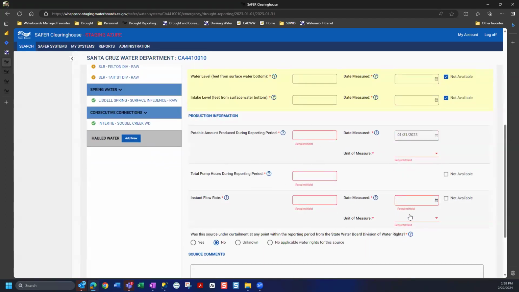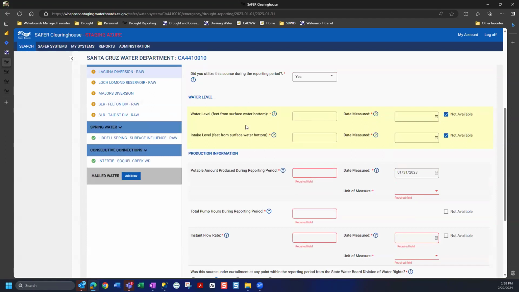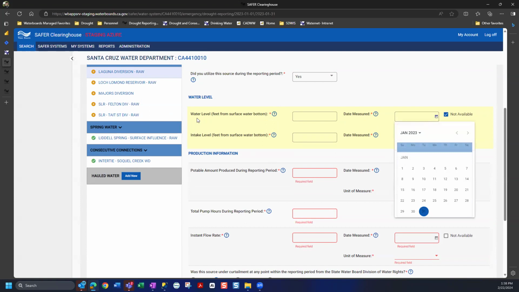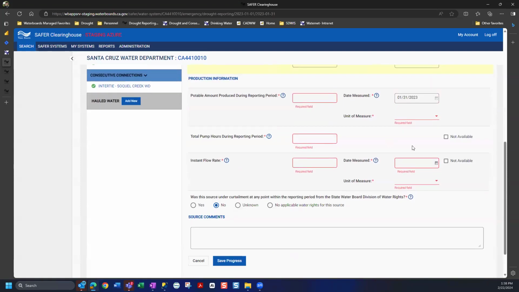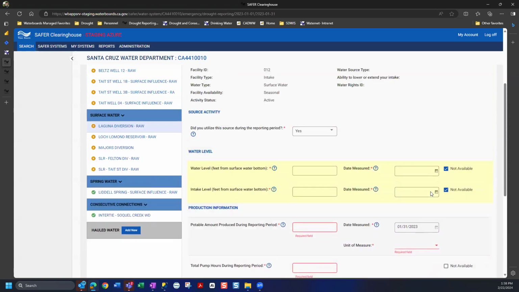I believe I talked about all these fields, but for most of these fields, you can enter a date measured, which is the date in which you measured that water level or intake level. This one cannot be changed. This is fixed to the end of the month because it's a monthly reporting period. And instant flow rate also has a date as well, of the date in which you measured the flow rate.